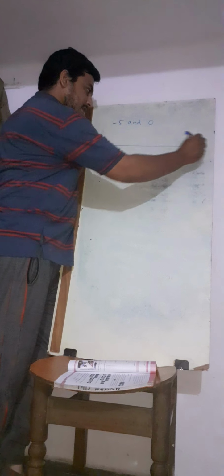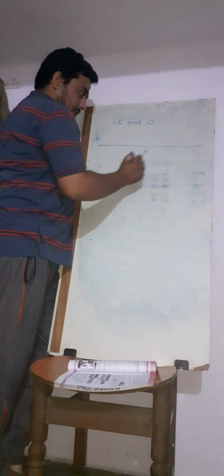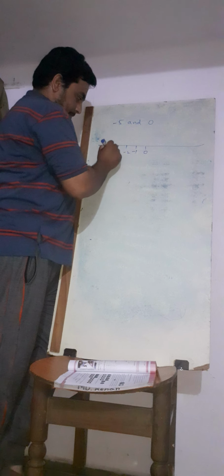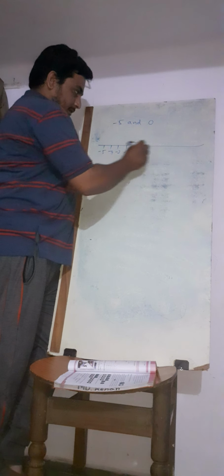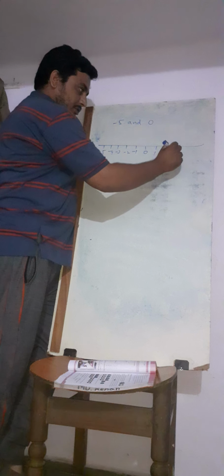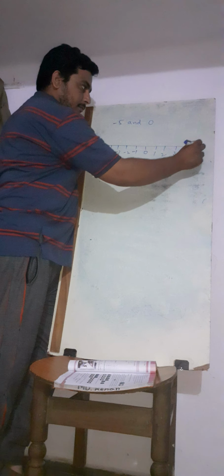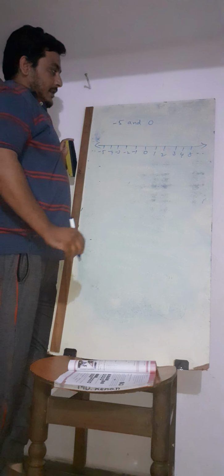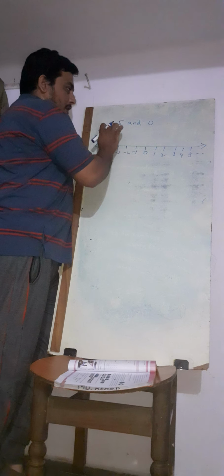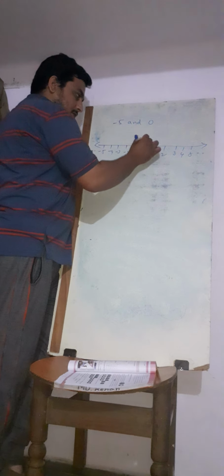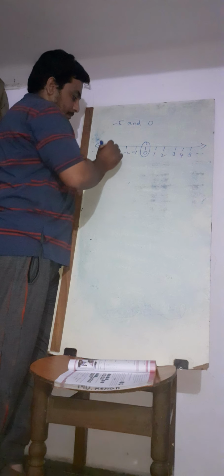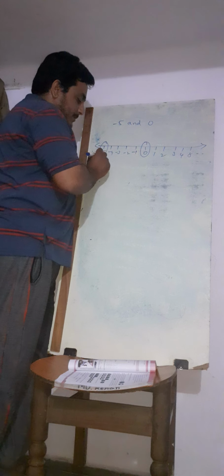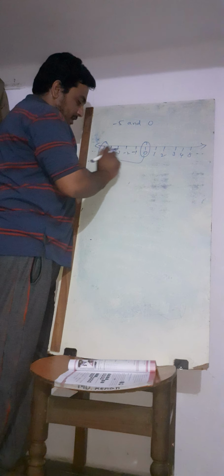First, on the number line, 0 will be there, then -1, -2, -3, -4, -5, and 1, 2, 3, 4, 5. Okay, this is your number line. He is asking you for the numbers. What are the numbers? -5 and 0. 0 is over here, -5 is over here. He said to write what are the numbers between -5 and 0.